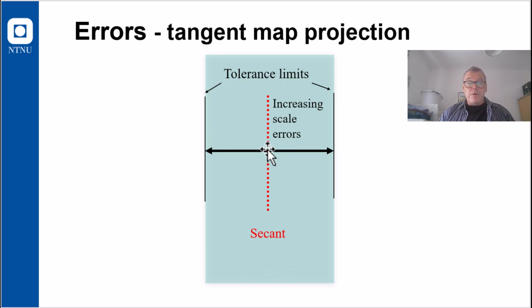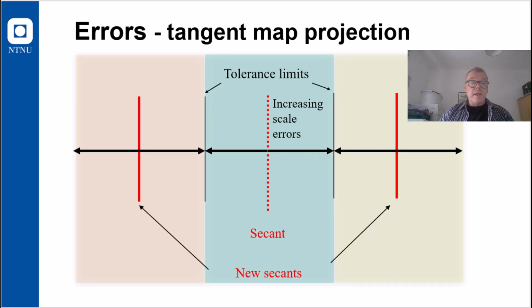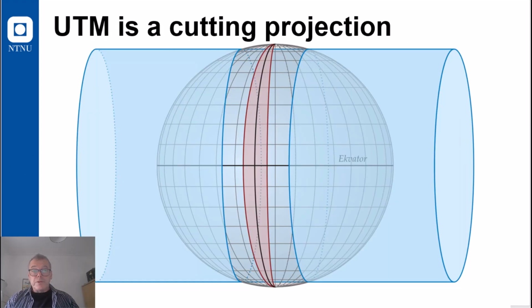But the error increases, and for any map there might be tolerance limits, and when this tolerance limit is exceeded, one typically then makes a new map projection. So you establish a new secant and then a new map projection. UTM does not use a tangent map projection. UTM is a cutting projection.